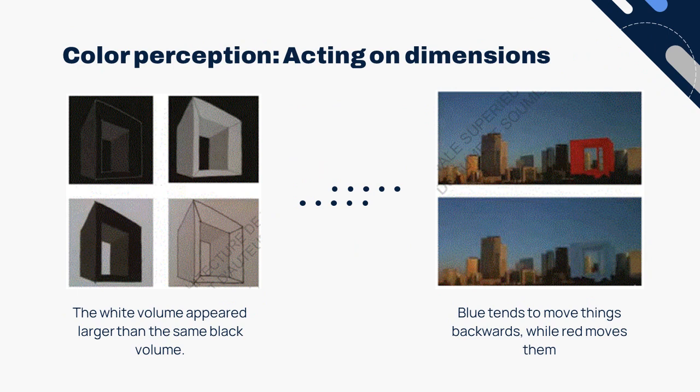Color can modify the perception of space, acting on dimensions. It can magnify or reduce a shape. For example, here in the first picture, the white volume appears larger than the same black volume. In the second one, blue tends to move things backwards, while red moves them forward.